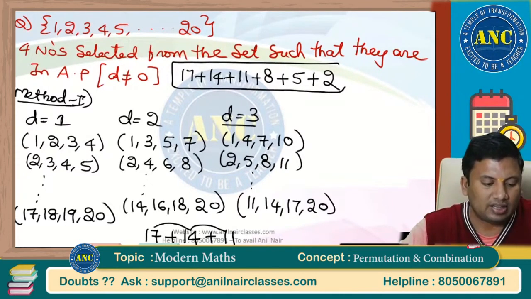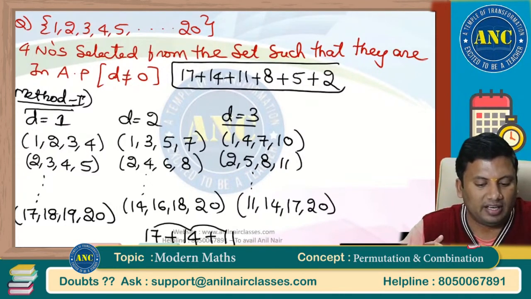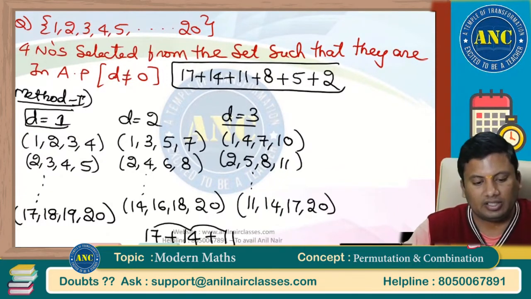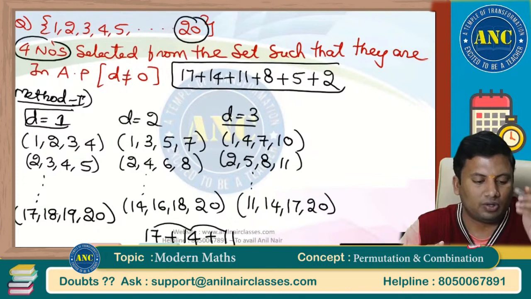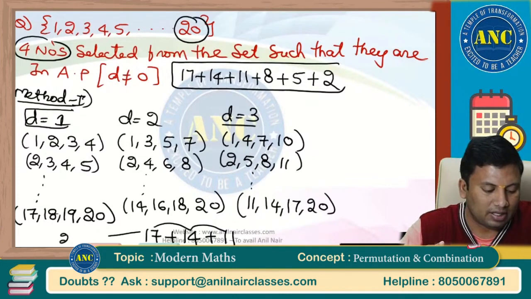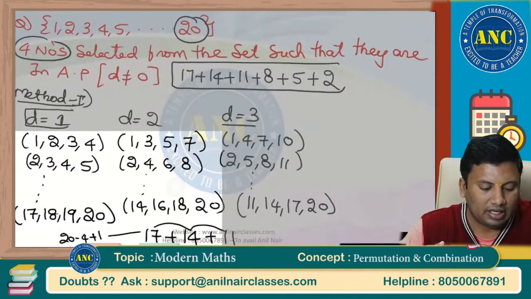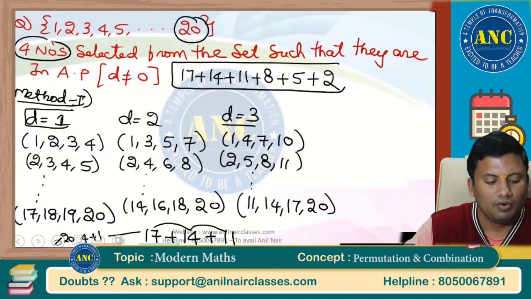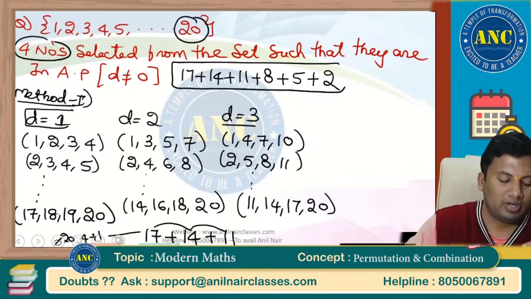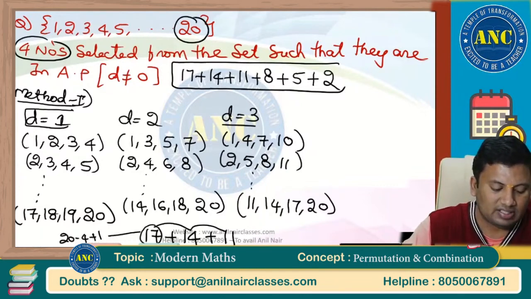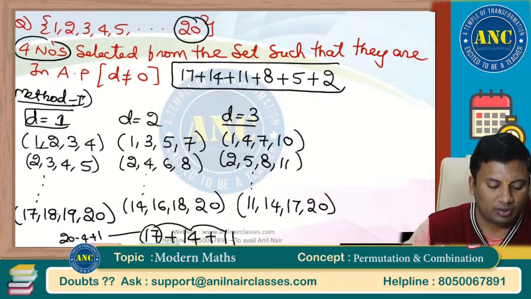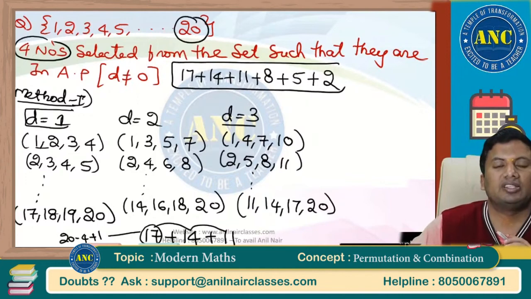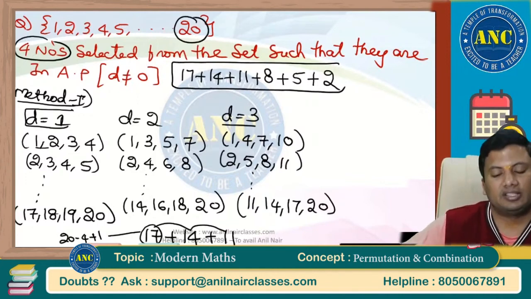Once you understand the pattern, it will be very, very easy. Now you can directly write it. Totally how many numbers are there? 20. How many numbers do I have to pick? 4. This is nothing but 20 minus 4 plus 1. 20 minus 4 is 16, 16 plus 1 is 17. Because I need to check 4 numbers, 4 numbers will have 3 gaps. So every time there is a gap of 3.